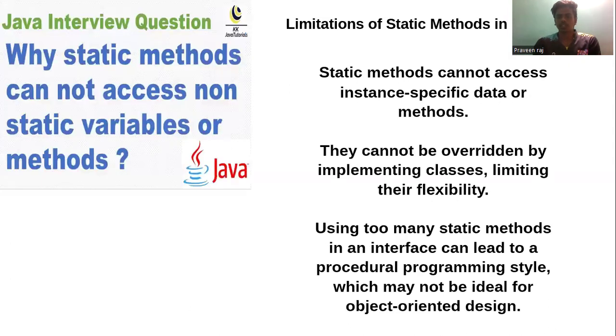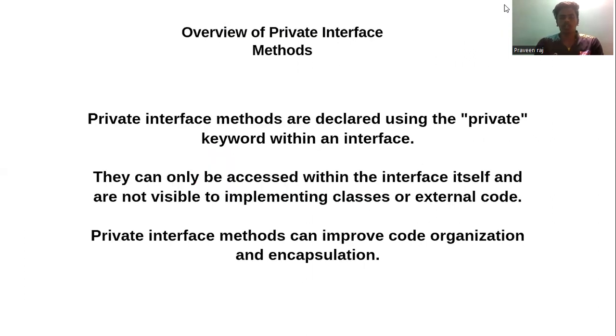Limitations of static methods in Java. Static methods cannot access instance-specific data or methods. They cannot be overridden by implementing classes, limiting their flexibility. Using too many static methods in an interface can lead to a procedural programming style, which may not be ideal for object-oriented design.